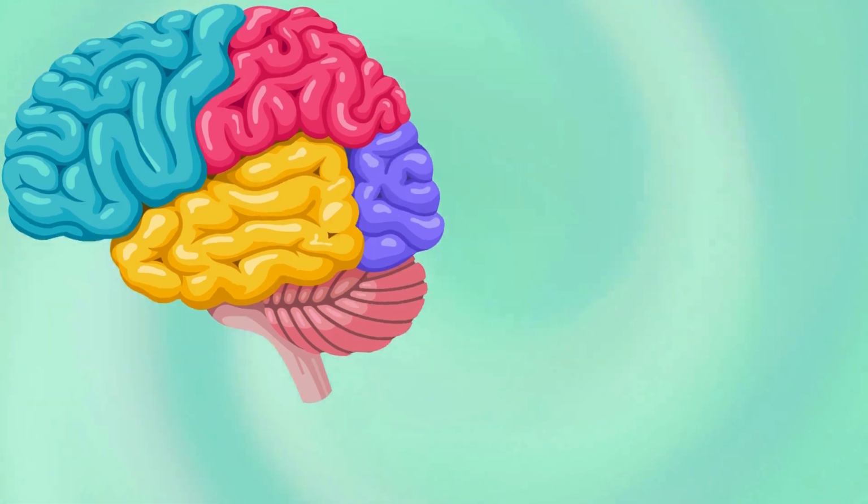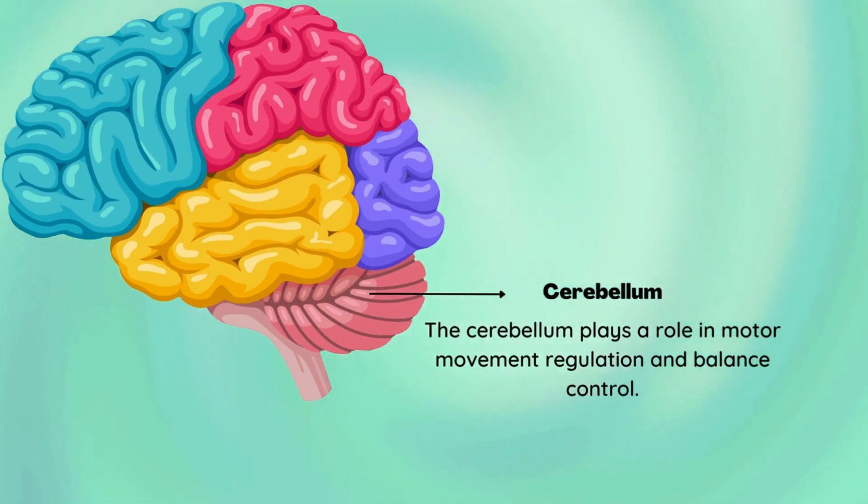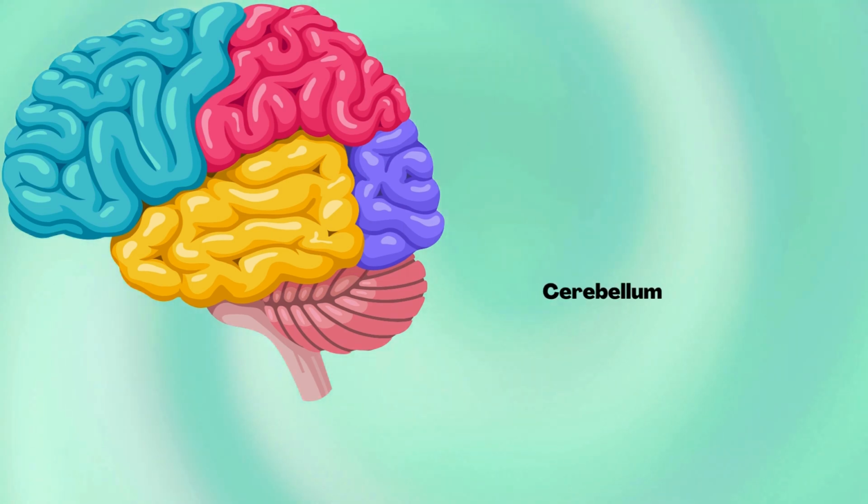The third part is the cerebellum. The cerebellum plays a role in motor movement regulation and balance control. The peach area in the brain shows the cerebellum.